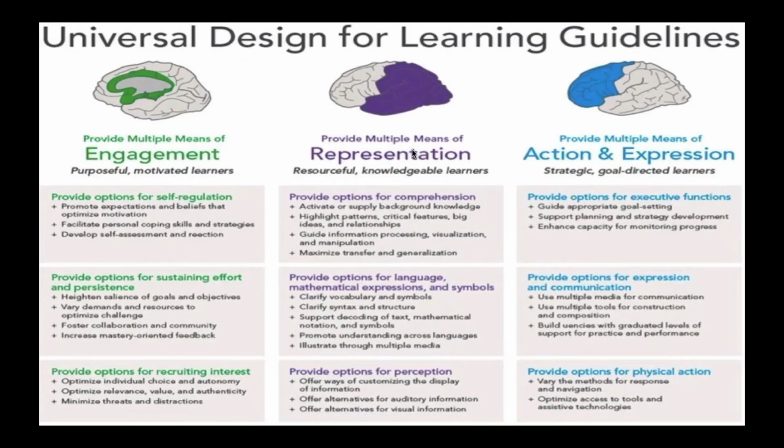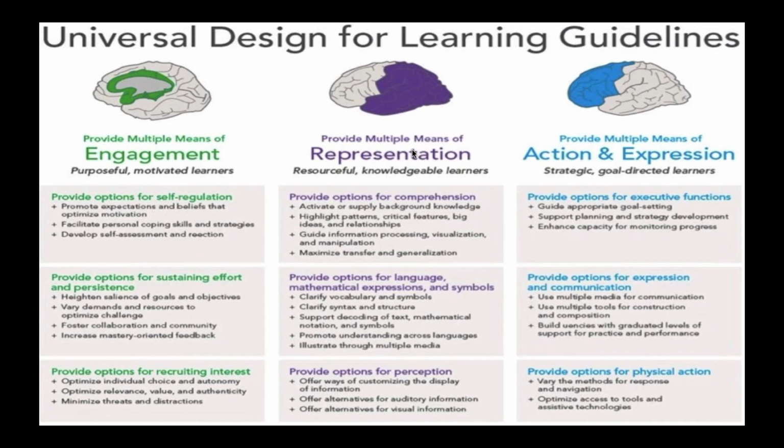Engagement. Simple illustration of the human brain with portions of the temporal and parietal lobes highlighted in green. Representation. Simple illustration of the human brain with portions of the temporal and frontal lobes highlighted in purple. Action and expression. Simple illustration of the human brain with portions of the parietal and occipital lobes highlighted in blue. And as you see, engagement is first, and then representation and action and expression. And you'll also notice what was on the bottom is now at the top, and what's at the top is now at the bottom. So this is the newer graphic.